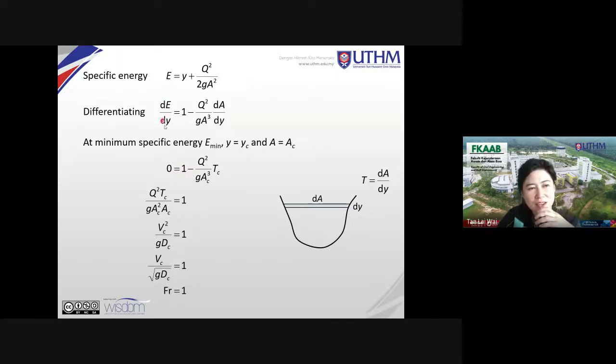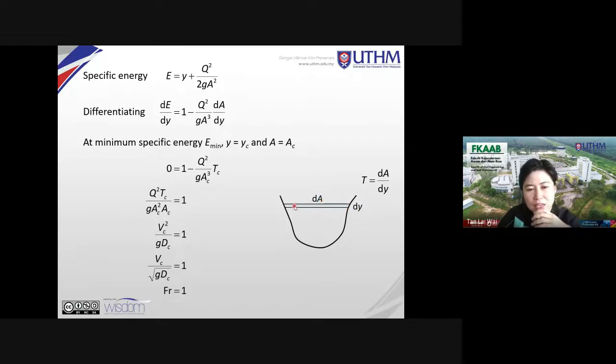So let's set dE over dy equals to 0. So this will become 0. Now here, dA over dy, I set it equals to Tc. Now how do we come about that? You see, when we take an elemental section of an element, for example, you have an earth channel or natural channel, we are going to take the element of dA and dy.